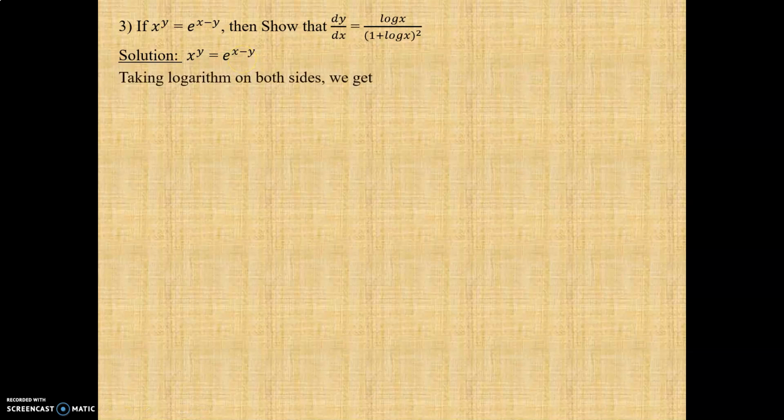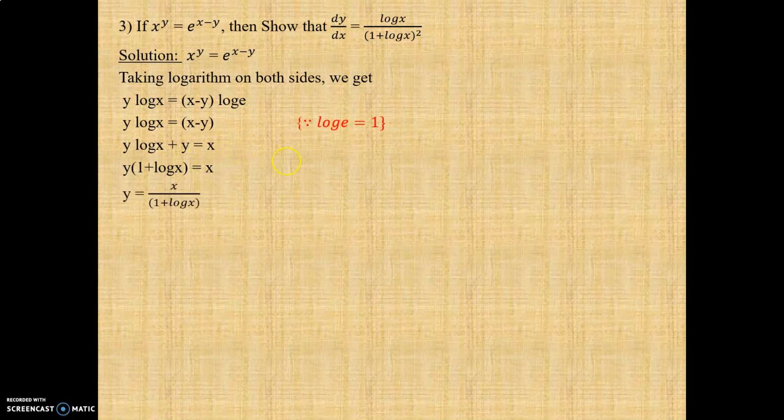Taking logarithm on both sides, we get y log x is equal to (x minus y) into log e. We all know the value of log e is 1. So I am substituting that value here. So y log x is equal to (x minus y) into 1. Then in the next step, we can take this y to the left hand side. So y log x plus y is equal to x. Can take this y outside. So y into (1 plus log x) is equal to x. Now y is equal to x upon (1 plus log x).